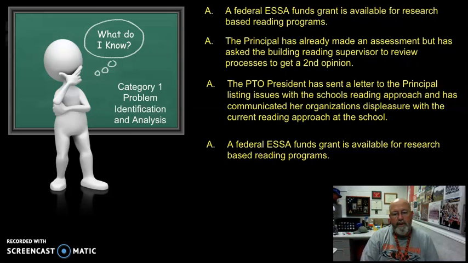The PTO president has sent a letter to the principal listing issues that the school reading program has, the approach, and communicating her organization's displeasure with the current reading approach at the school. Again, a federal ESA funds grant is available for research-based reading programs.